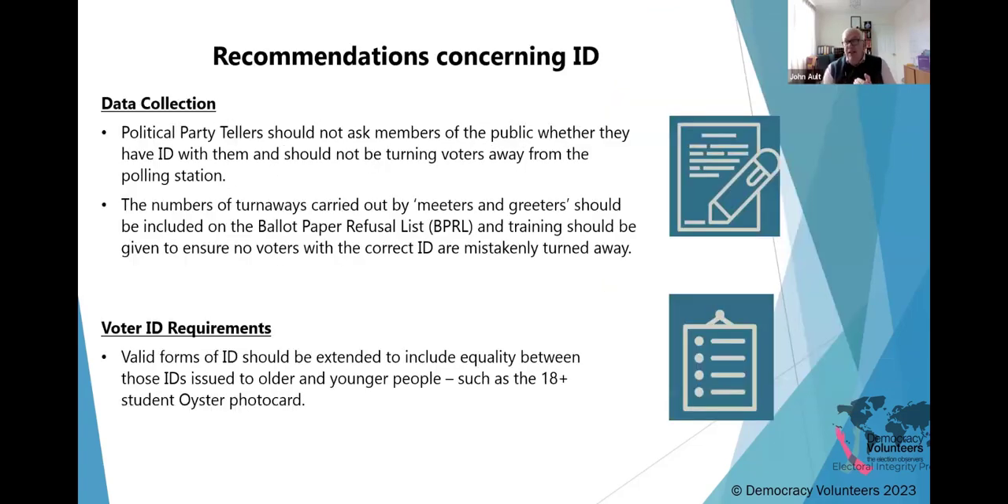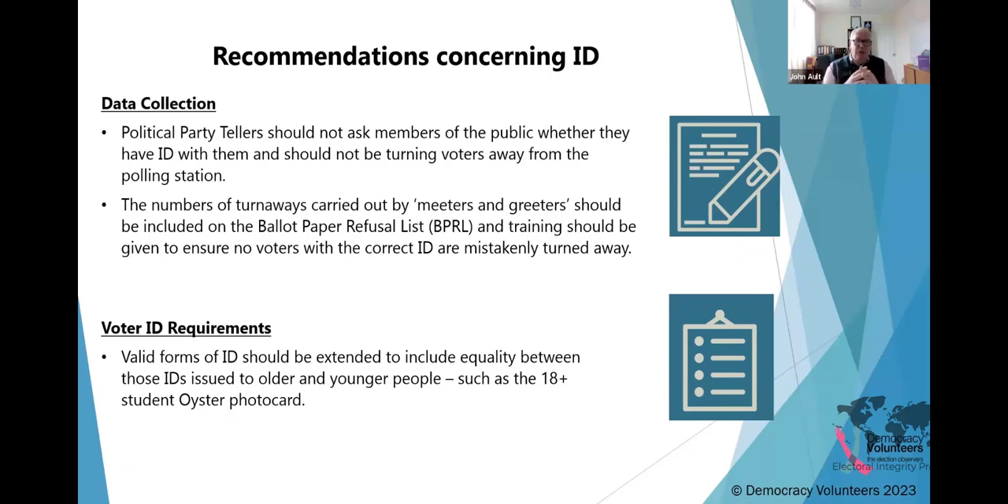And just two of the things that we recommended to the Electoral Commission, I'm conscious I might not be up to my time, I speak too quickly. But in terms of data collection, it really is important, we think, that party tellers don't ask members of the public whether they've got ID. Their role there is to get their own supporters out and take numbers, and they shouldn't be in a position to serve people. Because let's be honest, it's quite an effective way of making sure the opposition don't vote if you ask them if they've got their ID and they don't.